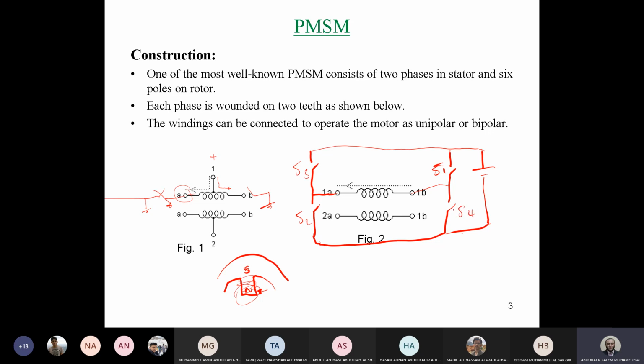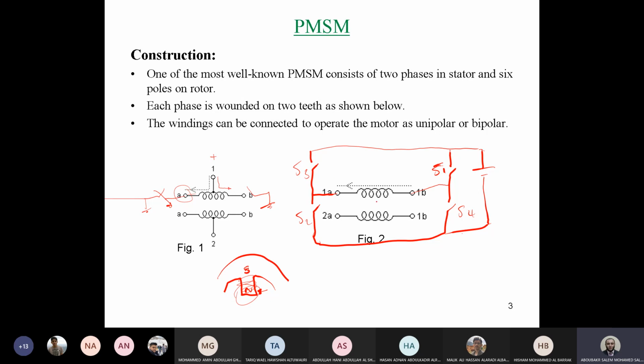So now, in order to flow the current from 1B to 1A, we need to turn on S1 and S2. If you would like to reverse the current to move from 1A to 1B, you need to turn on S3 and S4. So this is how we can reverse the current in the bipolar stepper motor by means of an H-bridge.